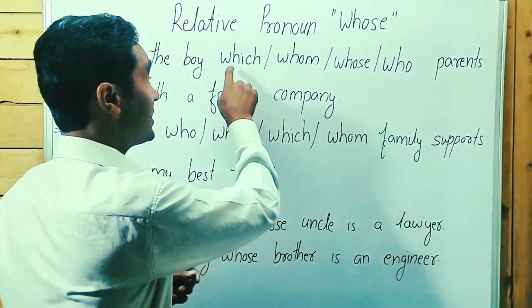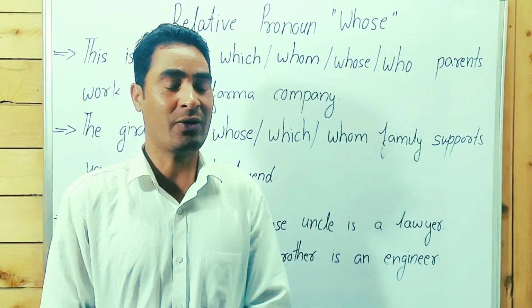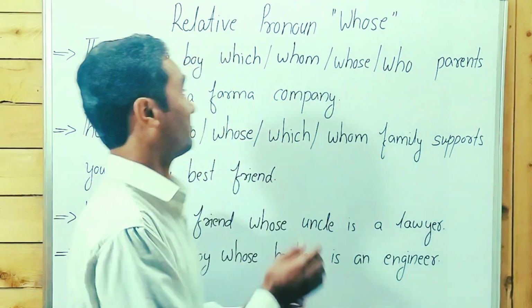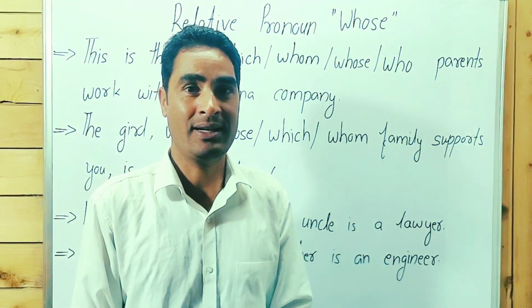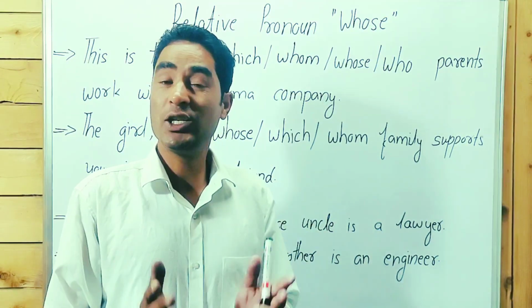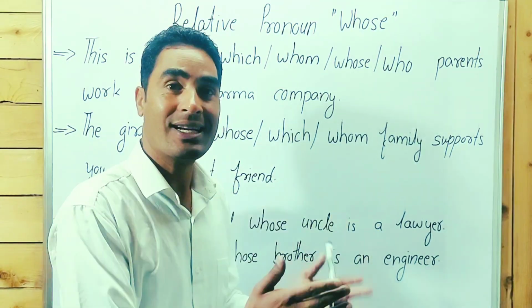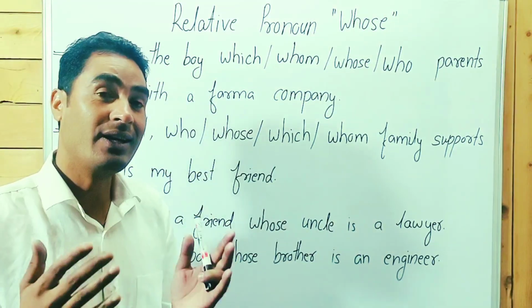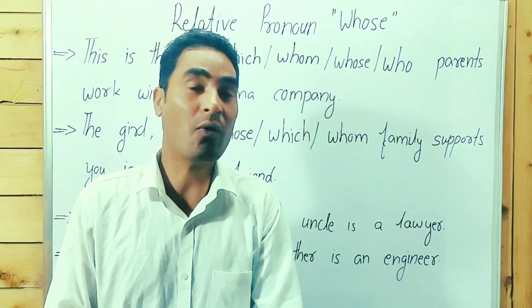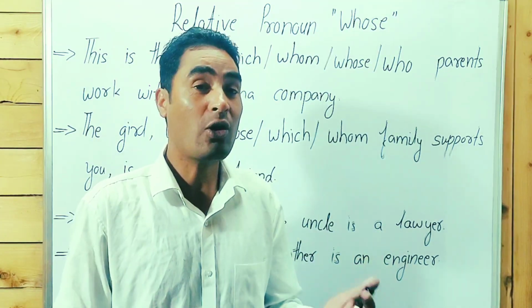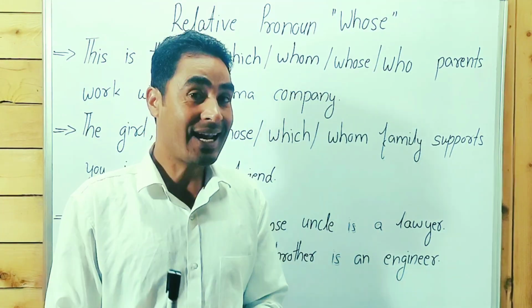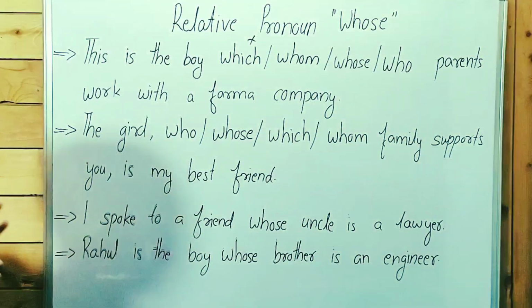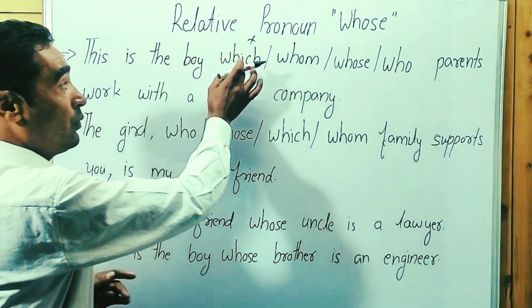Here, "which," as you know, is used for non-human beings, for animals, for things and objects. Here boy is a human being. "Which" is used for human beings only when we talk about selection and choice, like "which brother" or "which is your friend." Here we are not talking about selection and choice. So "which" is an incorrect relative pronoun here. This is the boy which, no.